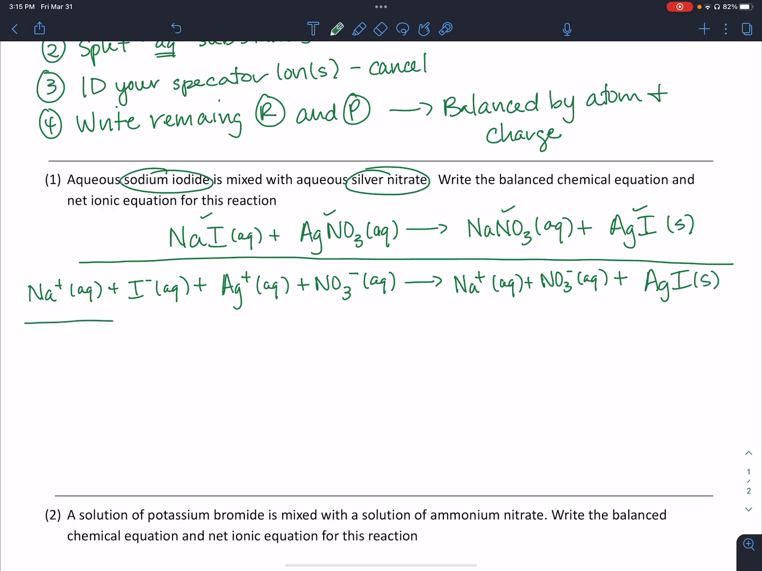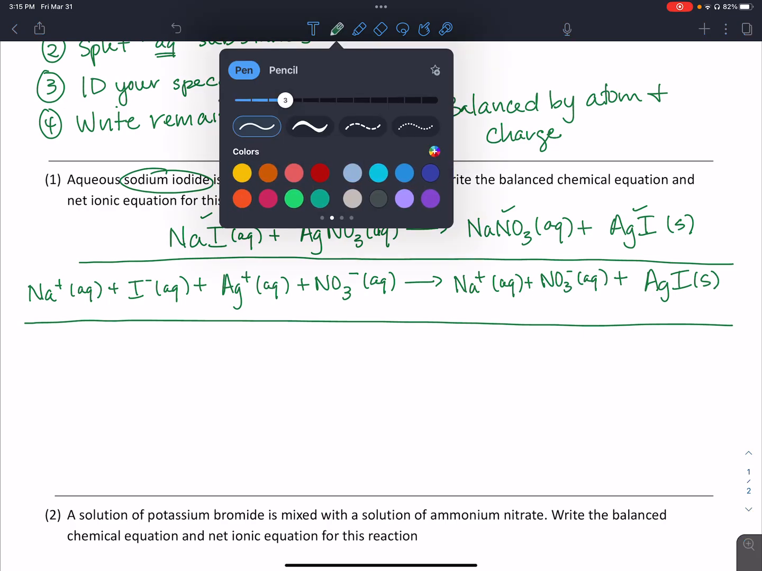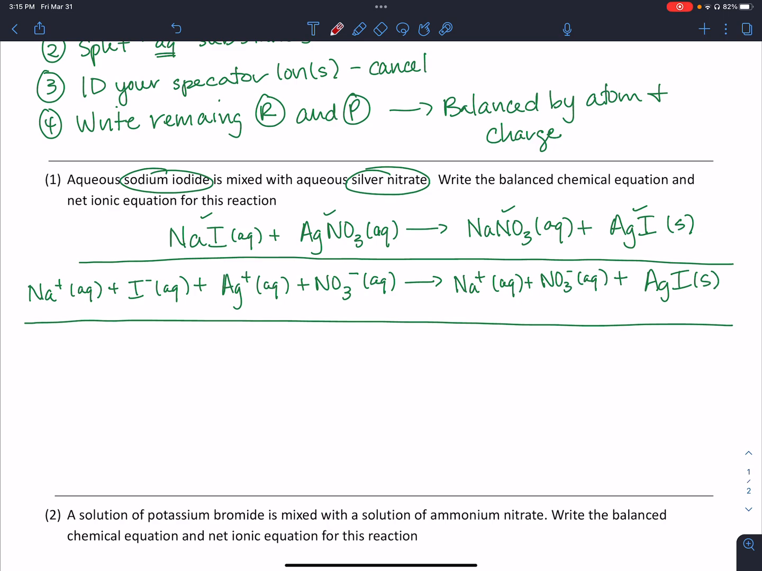Now I'm going to look for spectator ions. A spectator ion is something that shows up on both sides of the arrow and looks exactly the same. So if you look, I've got a sodium ion here and a sodium ion here, so they're going to cancel. That makes sodium one of my spectator ions. I have an iodide ion on the reactant side, but none on the product side. I have a silver ion on the reactant side, but none on the product side. I have a nitrate ion on the reactant side and a nitrate ion on the product side, so there's a second spectator ion.